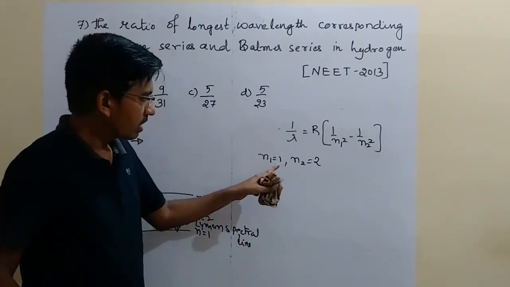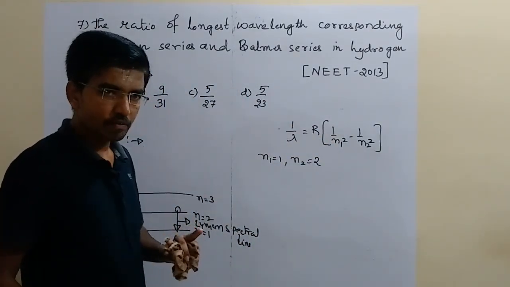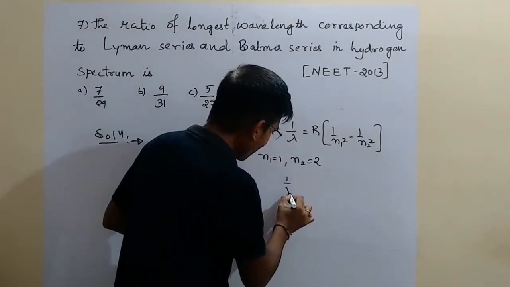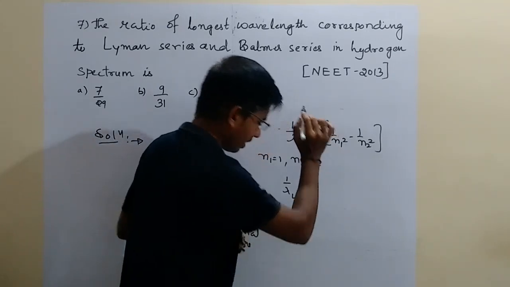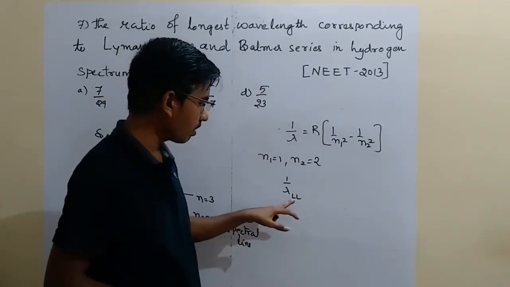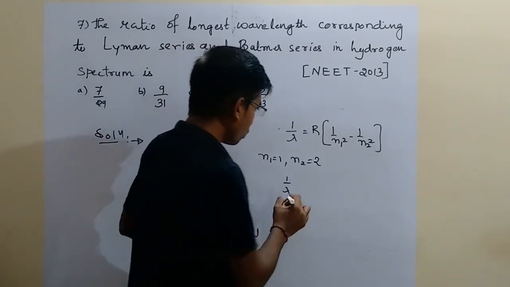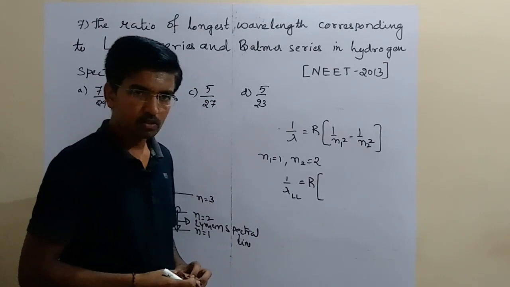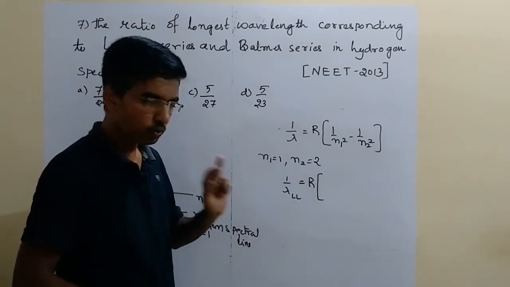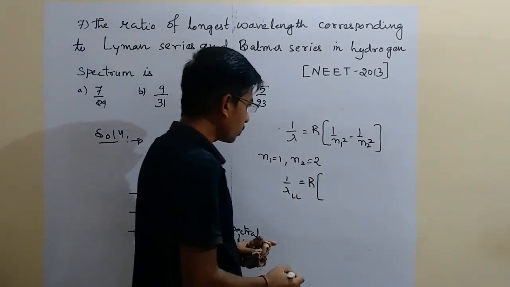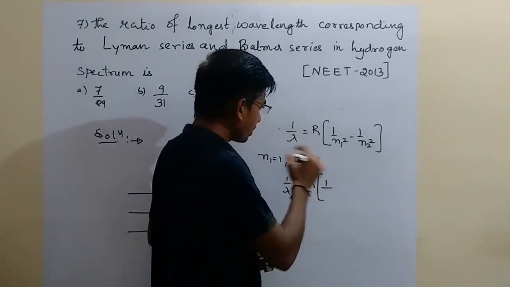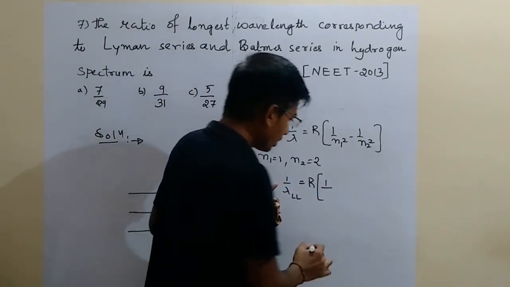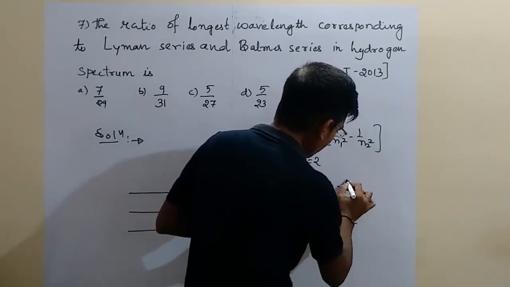Substitute the values in this equation and you will get the wavelength of this spectral line. I will take 1 upon lambda LL, where lambda LL means longest wavelength of Lyman series, is equal to R, keep R as it is, that is Rydberg's constant, so there is no substitution of the value. Into 1 upon n1 square, in the place of n1 substitute 1, in the place of n2 substitute 2. That is 1 upon 1 square minus 1 upon 2 square.